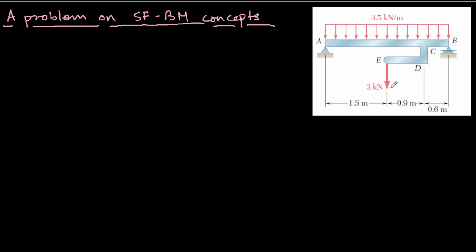Okay. And we are supposed to find out the shear force and bending moment diagram, and then we have to figure out what is the maximum value of bending moment that is occurring and the maximum value of the shear force that is occurring anywhere along the beam.